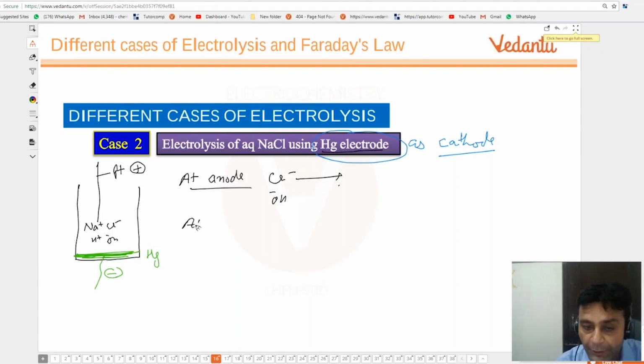Now, at the cathode, when we are using mercury, one possibility is H positive ion can gain electron and become H2 gas. Other possibility is sodium ion can gain electron.